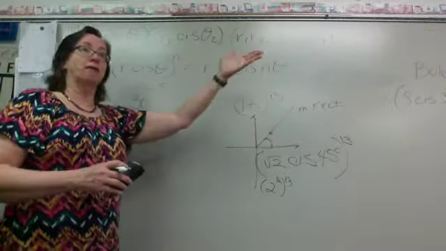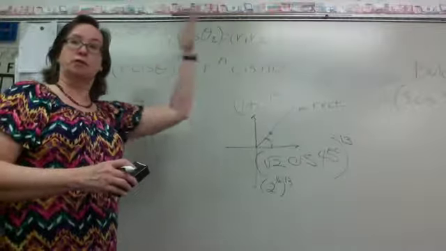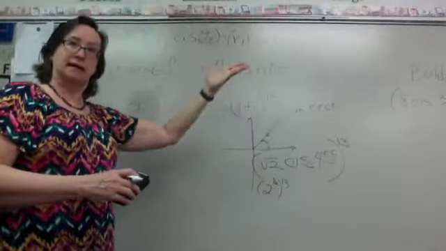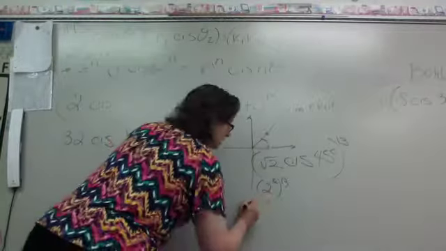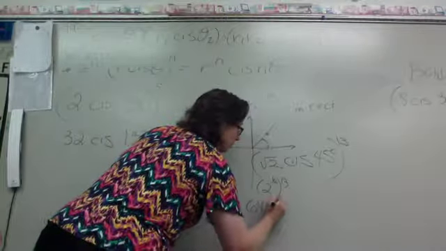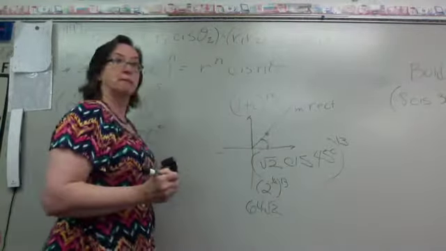The square root of 2 to the 12th would be 2 to the 6th. Okay, 2 to the 6th is? 64. So I'm going to have 64 square root of 2. Does that make sense to everybody?